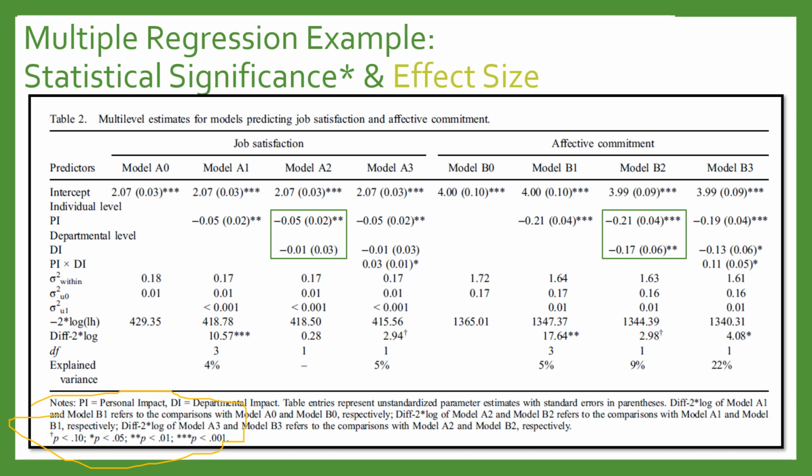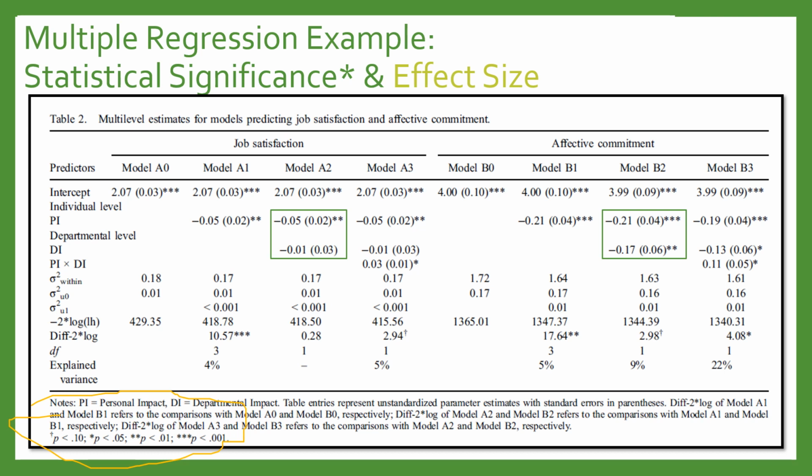So if you look here, we see that more individual level budget cuts, which is PI, that personal impact, were a predictor of less job satisfaction, right? Because we've got negative coefficients. And more individual level budget cuts were a predictor of less affective commitment, and that's after controlling for departmental budget cuts, or DI. Now, if we were just looking at model A1, we wouldn't be able to see the relationship between individual level budget cuts and outcomes while controlling for departmental level budget cuts, because that hadn't been entered into the model yet. So that's why we're focusing on model 2.